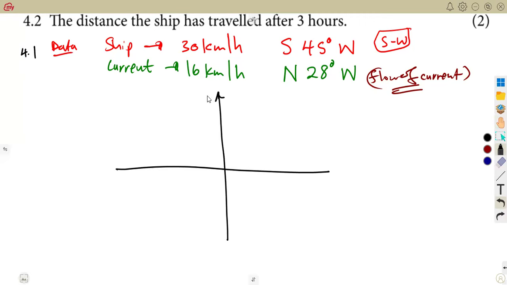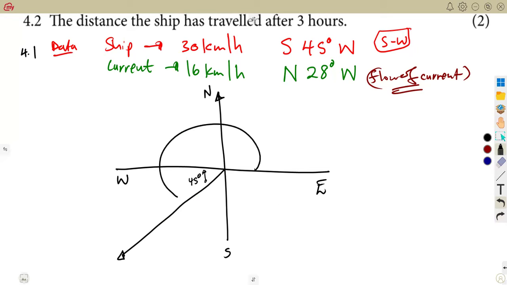This is our north, remember our south, west, and our east. So the ship, south 45 degrees west, southwest, in between south and west. So it's 45 degrees here, 45 degrees here, in between, guys. That is what it means. All right. So it's going to depend on which angle you are going to use on your components. Are you going to use the reference angle, or are you going to use the actual angle from the positive horizontal axis? It's up to you. All right. So this is our ship, 30 kilometers per hour. Then the current as it is, remember this is its direction of flow, so nothing has changed. North to the west.